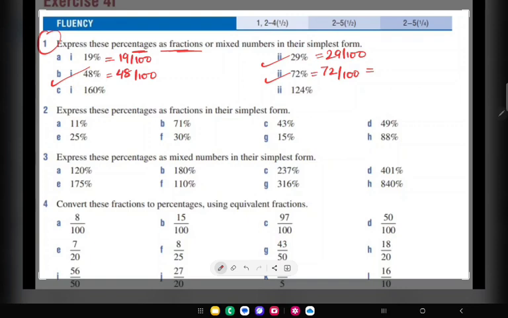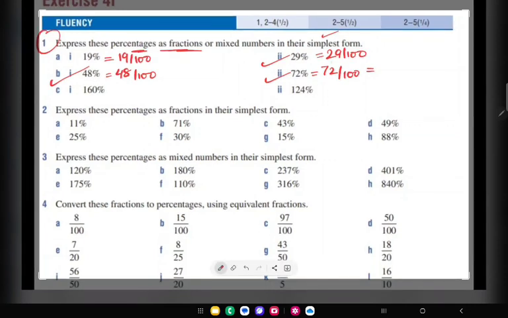And now if they're saying simplify this also to its simplest form, I can divide by 2 to simplify. 72 divided by 2 and 100 divided by 2: 72 divided by 2 is 36, and 100 divided by 2 is 50. I can simplify again by 2. 36 divided by 2 is 18, and that's 25. I can't simplify any further. This is a proper fraction, so it's good.